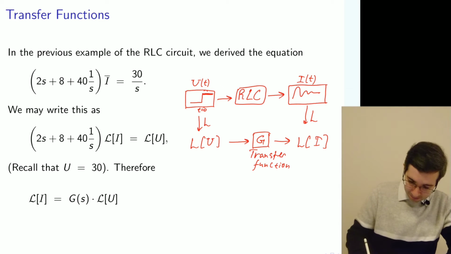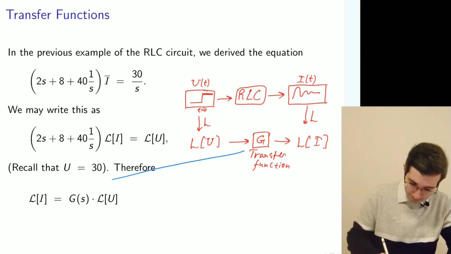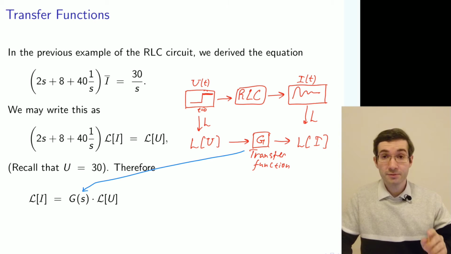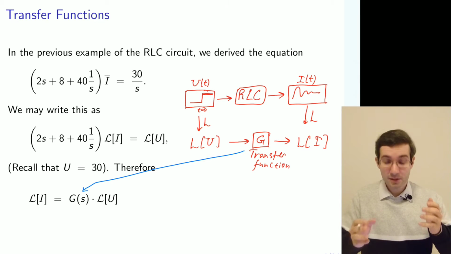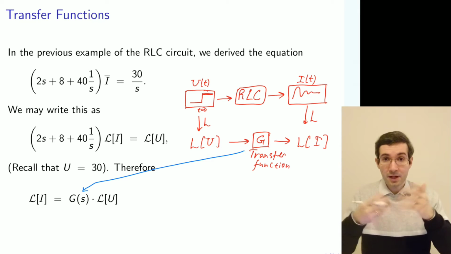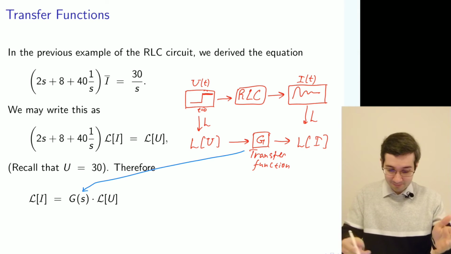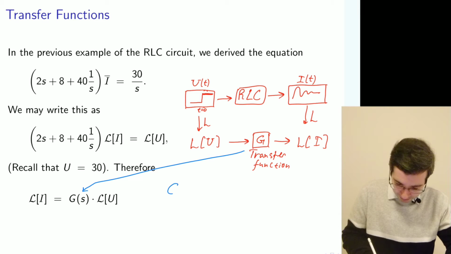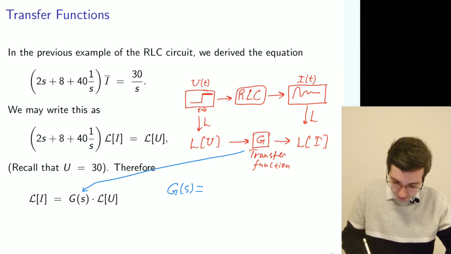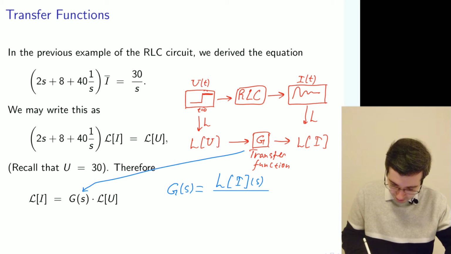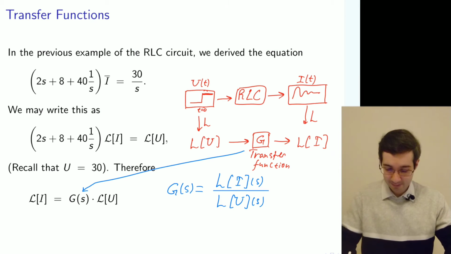And you can see it here. It's a function which effectively just multiplies your input to get you an output. In other words, the transfer function is just the ratio of your output, which is a function of s, to your input, which is also a function of s. And that's quite useful and generic.